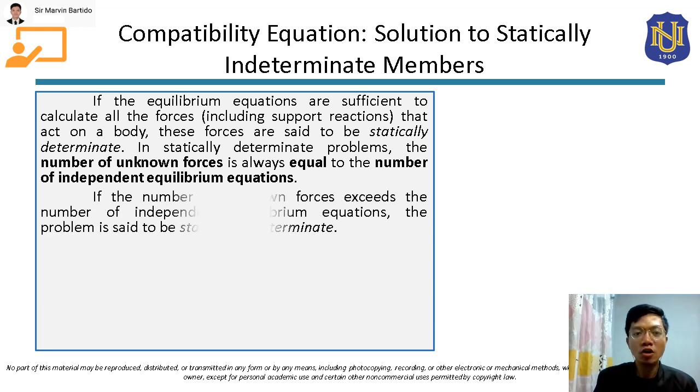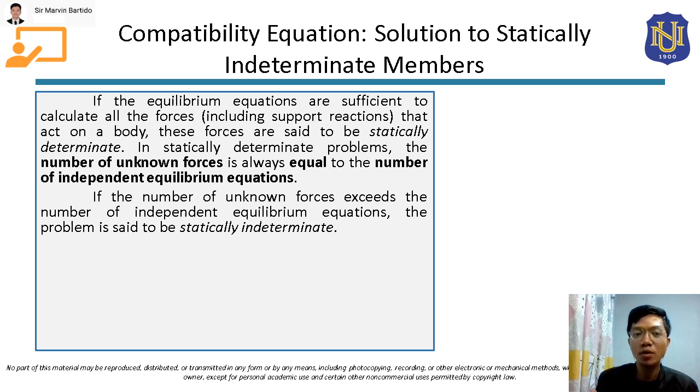So here, class, if the number of unknown forces exceeds the number of independent equilibrium equations, the problem is said to be statically indeterminate. And for these statically indeterminate problems, to generate another equation, we are going to use the compatibility equation. Let's say in a force system you have two unknowns, and you can only generate one independent equilibrium equation. To solve for the two unknowns, you have to generate another equation, and that other equation is the compatibility equation.